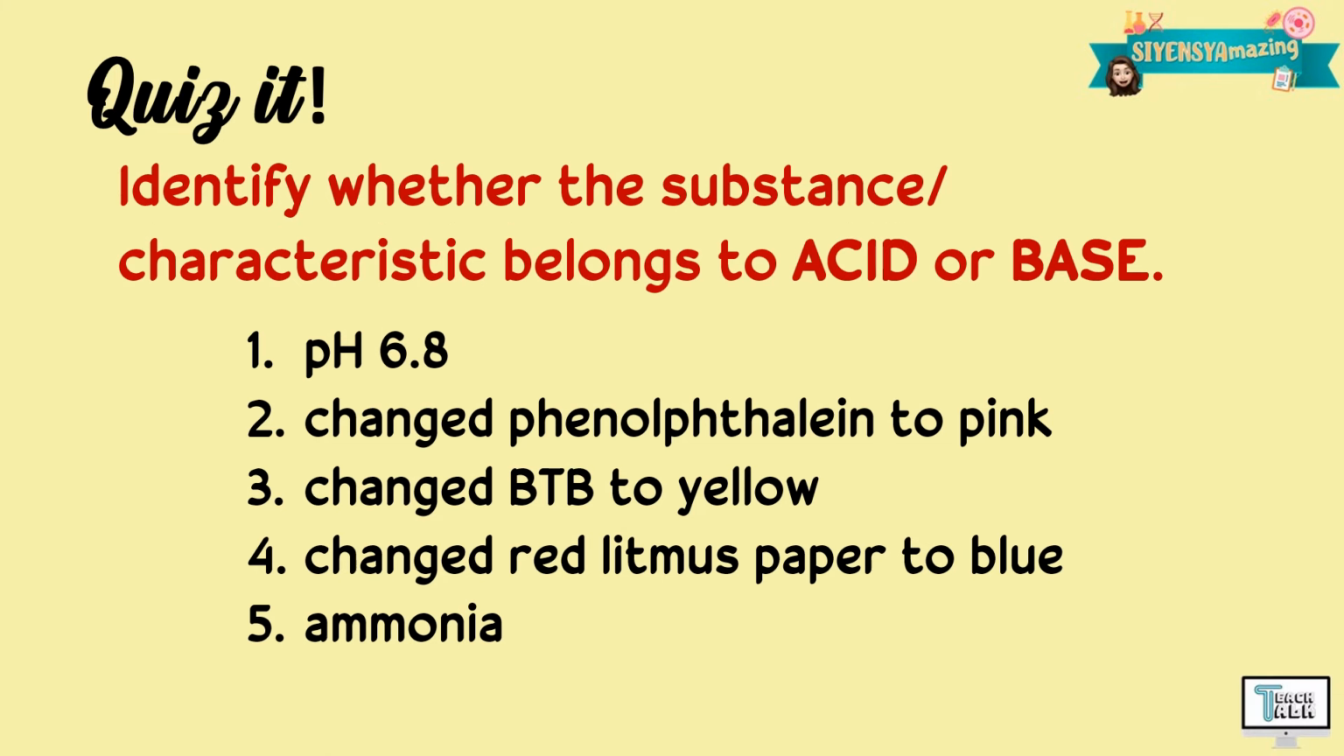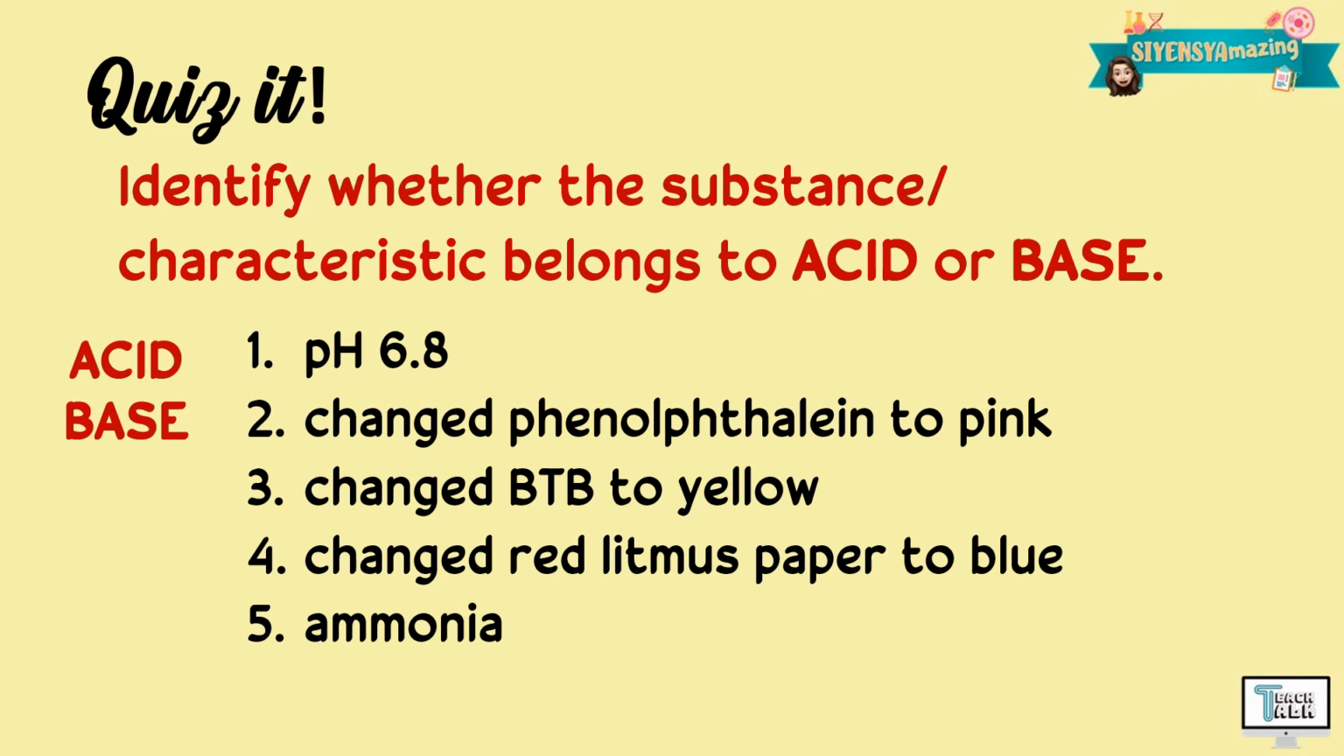Time's up. Let's check if your answers are correct. You will identify whether the substance or characteristic belongs to an acid or base. Number 1. pH is 6.8. This is an acid. Ang acid, meron siyang pH from 0 to 6.9. Pag 7, neutral. 7.1 to 14, base. Number 2. It changed phenolphthalein to pink. This is a base. Kapag acid naman, colorless pa rin yung kulay.